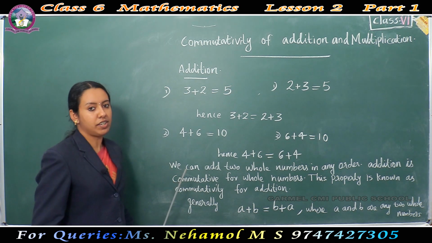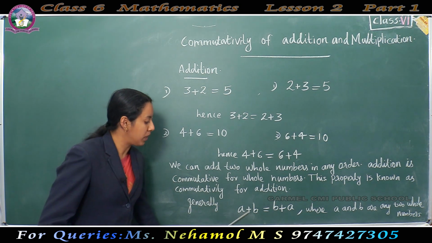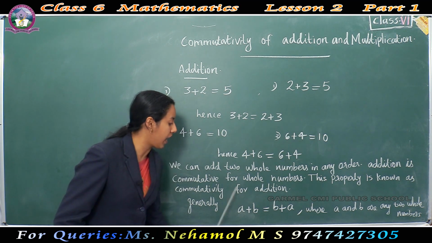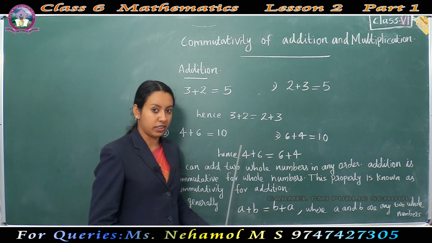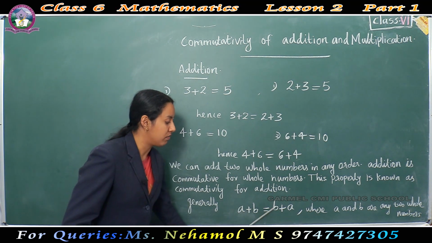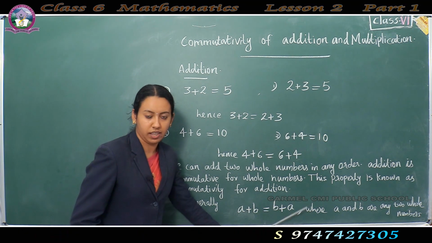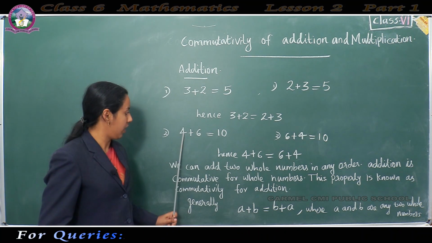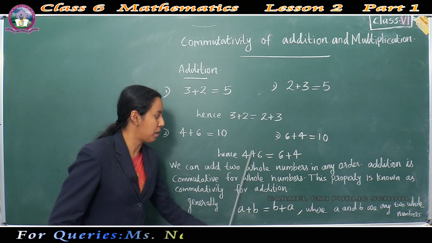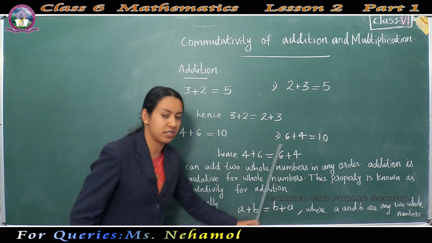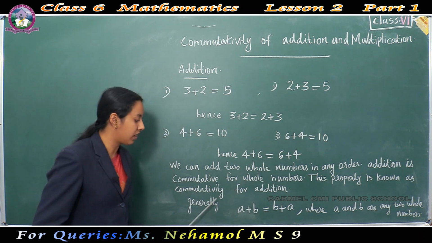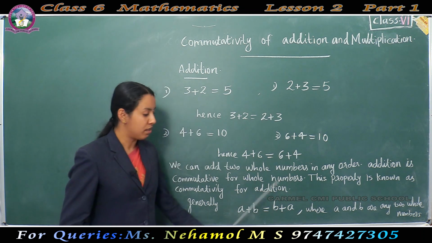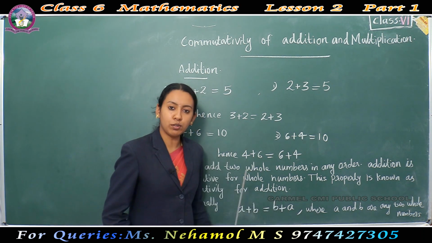Generally we can represent it as A plus B is equal to B plus A. Suppose A and B are two whole numbers. Then A plus B will be the same as B plus A. So, generally we can write A plus B is equal to B plus A, where A and B are any two whole numbers.